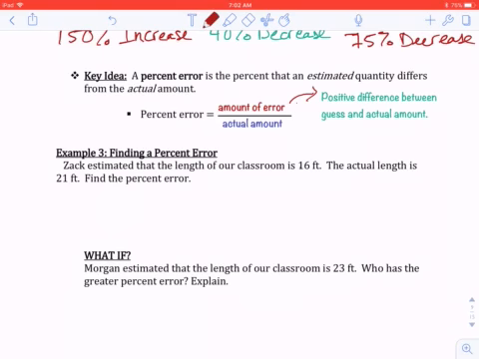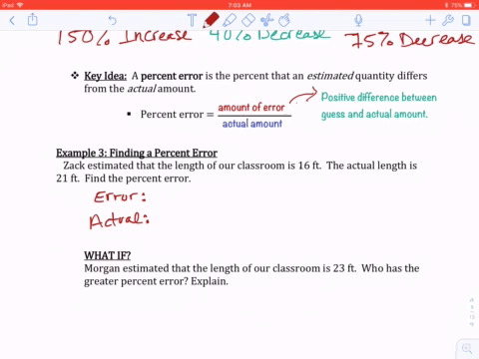So for example 3, we have Zach estimated the length of our classroom is 16 feet, but the actual length is 21. So how you want to set these up is you want to just get your error calculation, and then you want to just compare it to the actual amount. Now, if you separate the information, you won't lose which number is which.